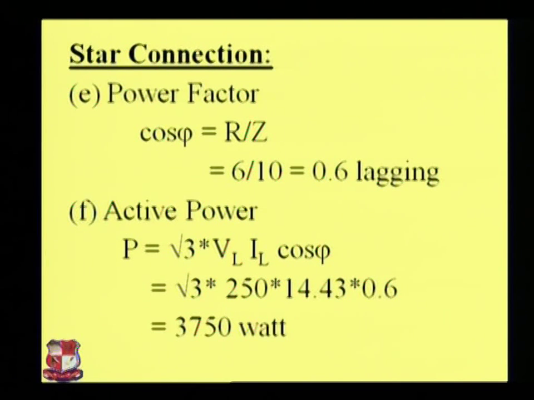So friends, in a star connection the value of active power is less than the value of active power in a delta connection. Whenever you connect any kind of circuit in a delta connection, you get more active power with the same parameter values. In a star connection you get the lesser value. So delta is preferred.